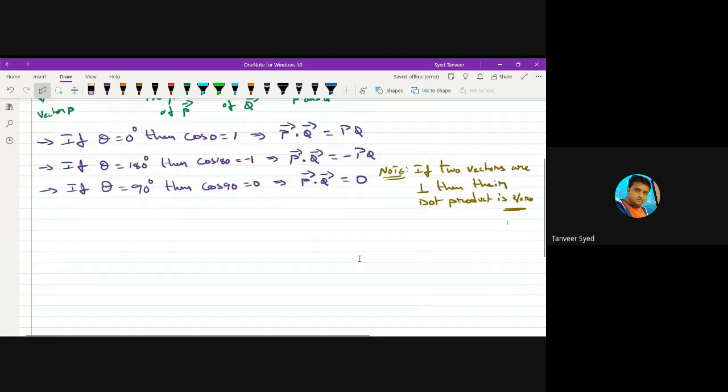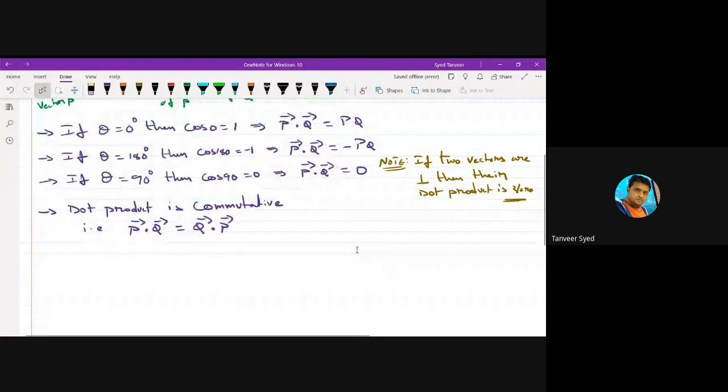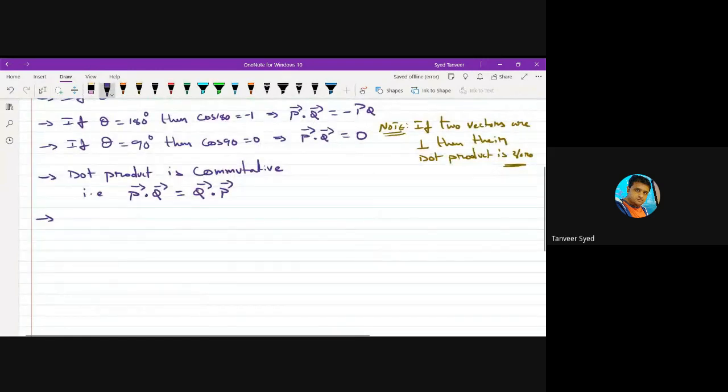Then, dot product is commutative. Commutative means P dot Q and Q dot P have the same value, like A equal to B. Dot product is commutative over vectors. Okay.